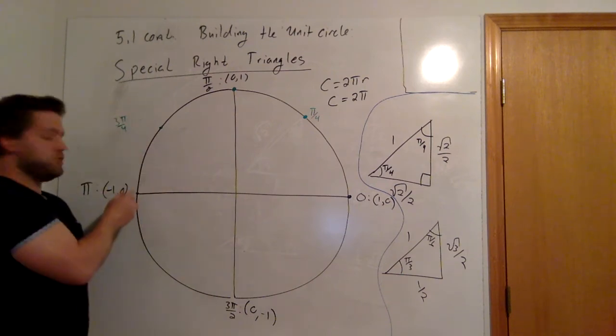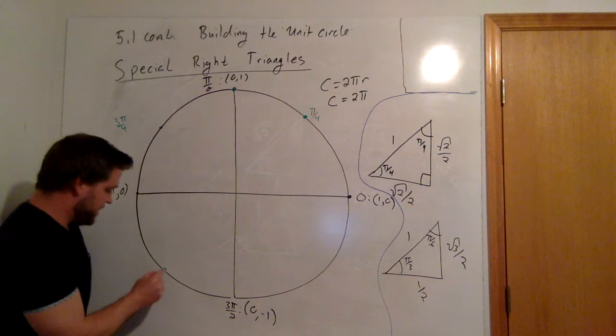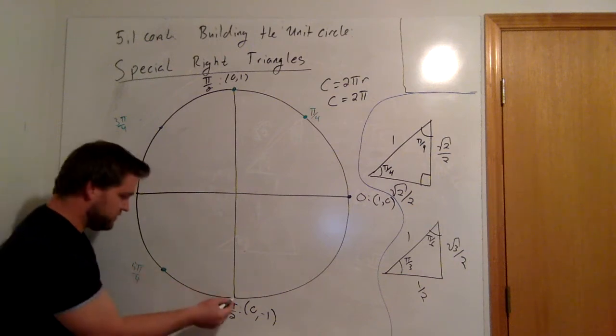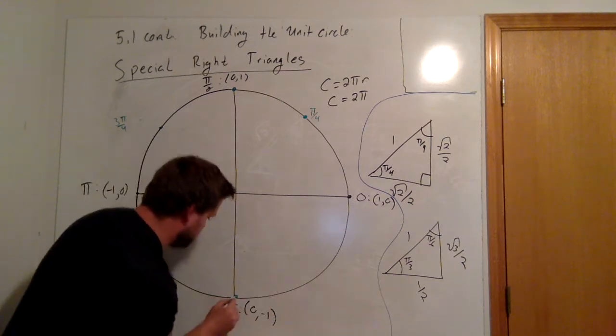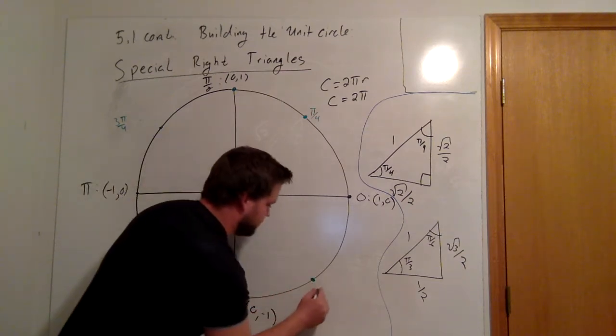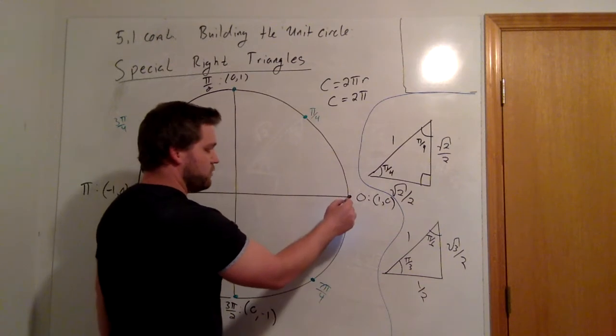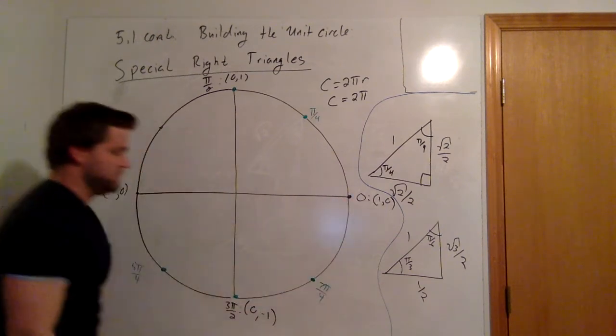This would be 4 increments of pi over 4. 5 increments of pi over 4. This would be 6 increments of pi over 4. 7 increments of pi over 4. And 8 increments of pi over 4, which would reduce to 2 pi, or we could say we're starting at 0.